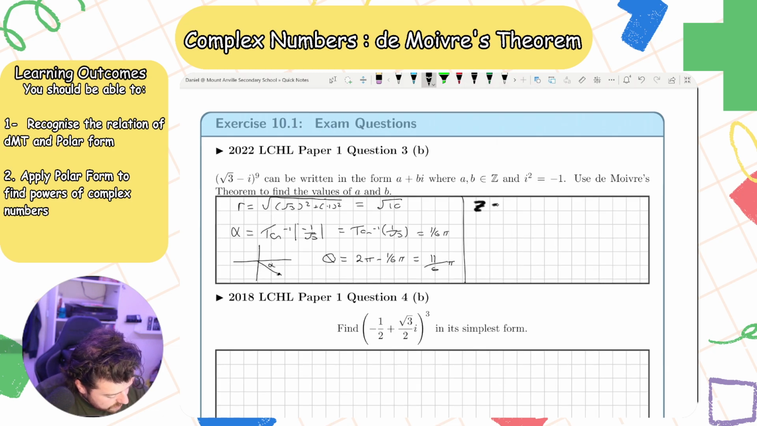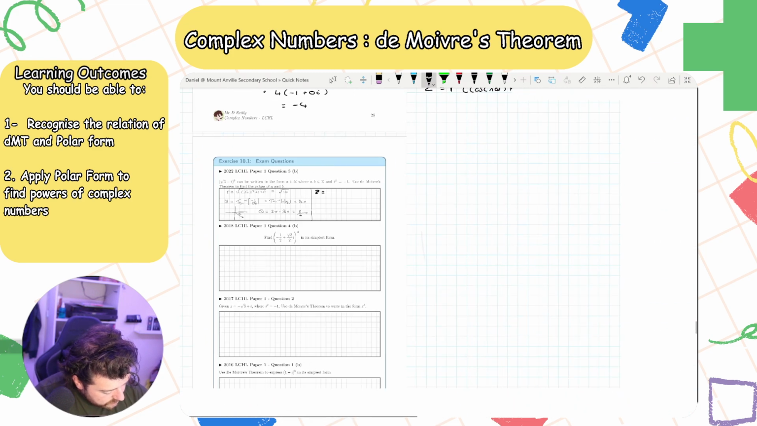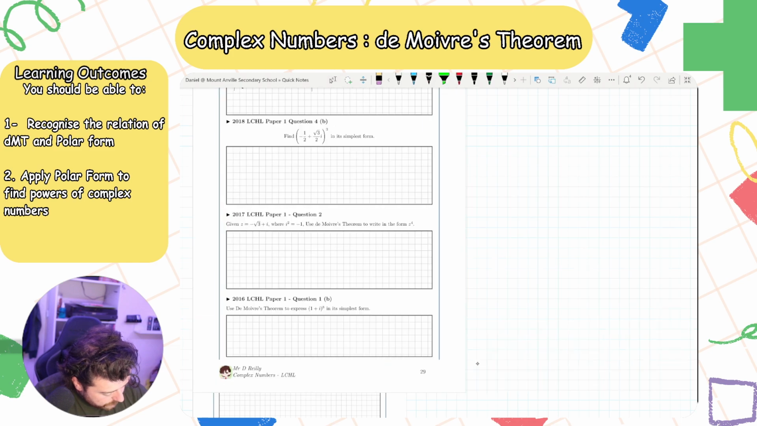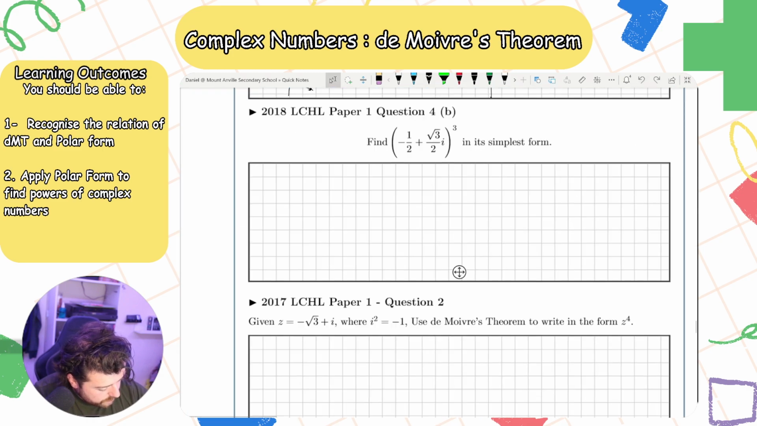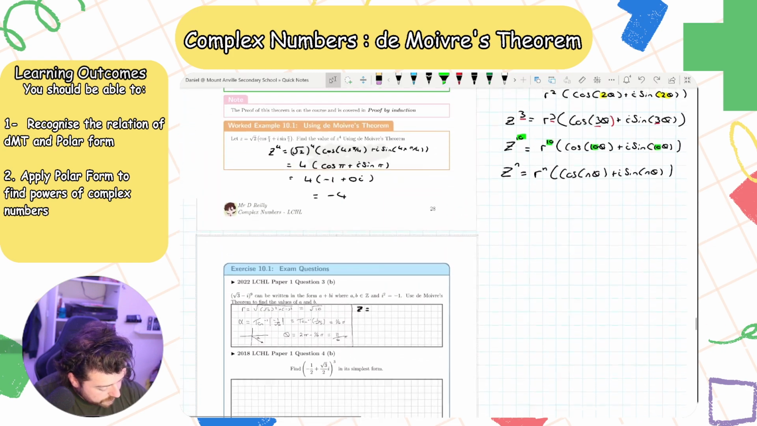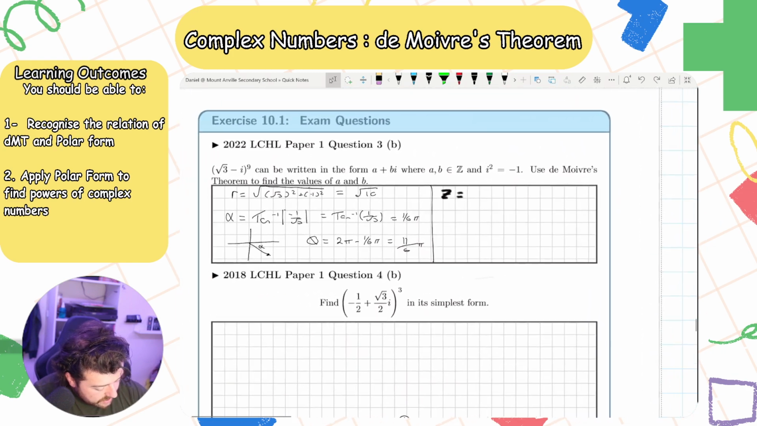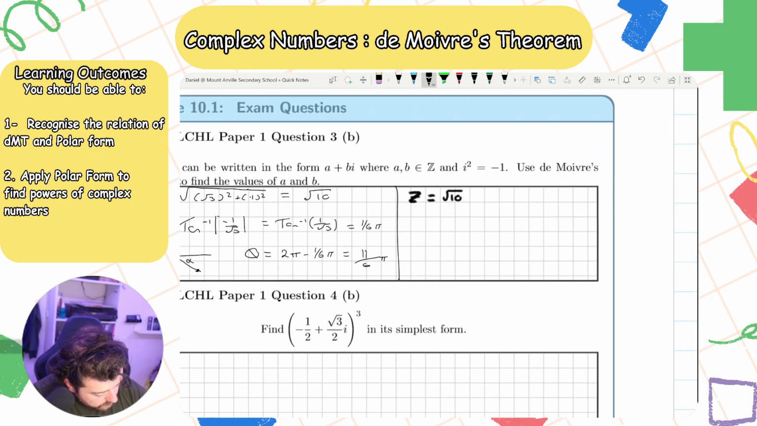So, in polar form, z is going to be equal to root 10 times cosine 11 pi over 6, or 11 over 6 pi, plus i sine 11 pi over 6.